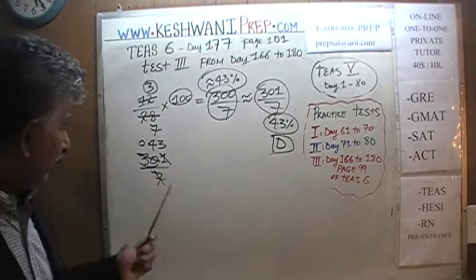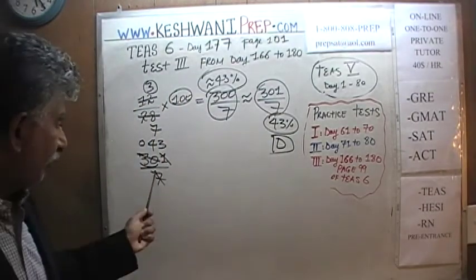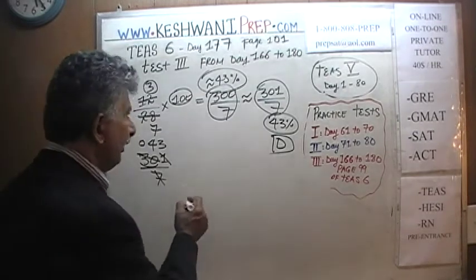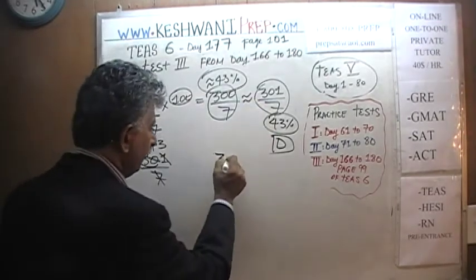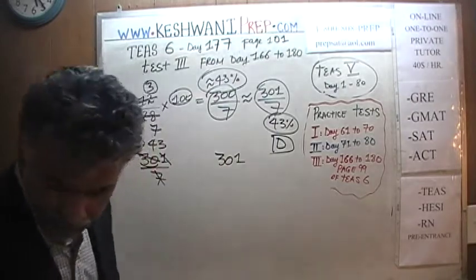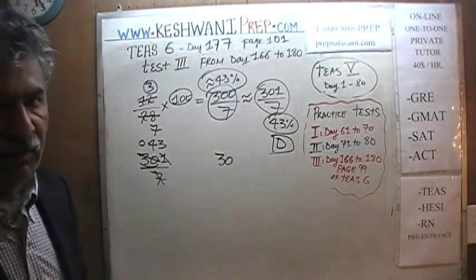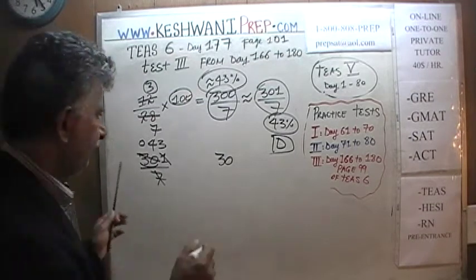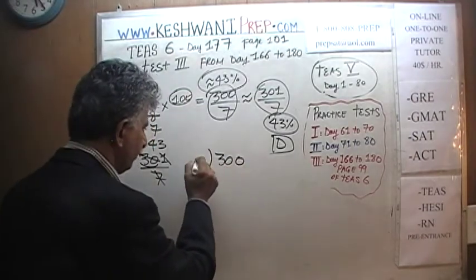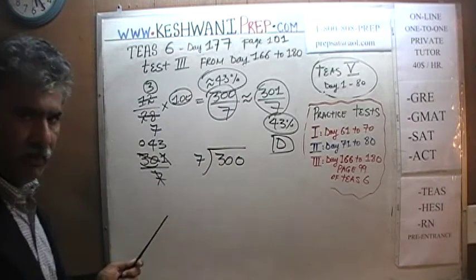Before we end this video, let's do this division longhand so you understand what we did here. Let's do that. So we're dividing 301. Or let's start with 300 if you like. Let's start with 300 so you would understand why we approximated 300 as 301. This is what we are supposed to do. 300 divided by 7. Okay, watch what happens. We're going to do it parallel.